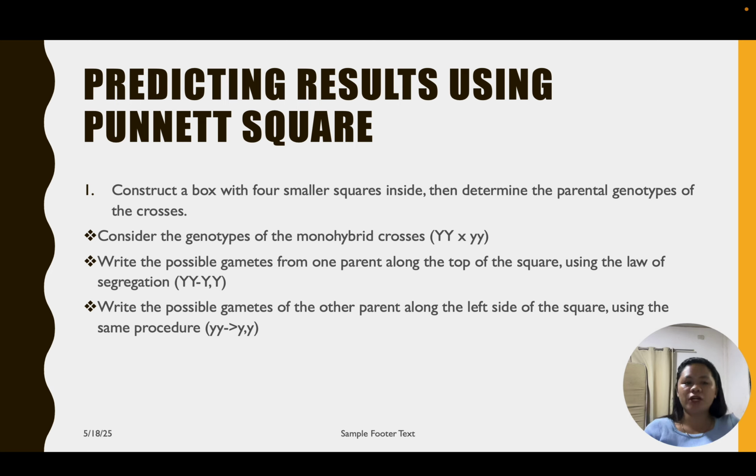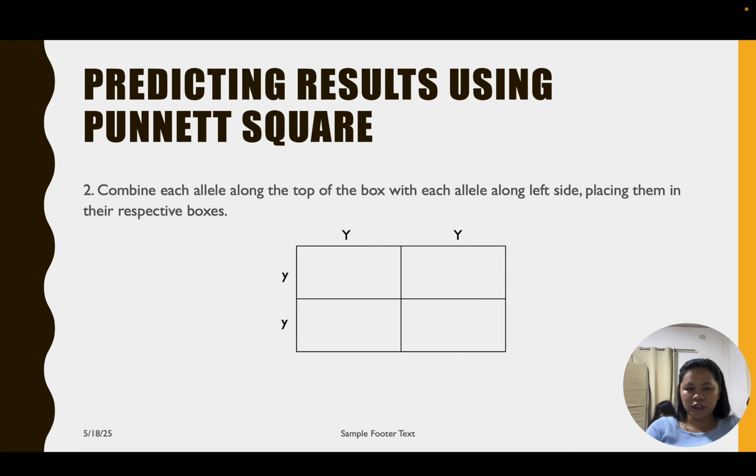Then determine the parental genotypes of the crosses. So consider the genotypes of a monohybrid cross. We have a homozygous dominant, for example, yellow, and homozygous recessive na green. Write the possible gametes from one parent along the top of the square using the law of segregation. Segregate natin yan sa box na gagawin. Write the possible gametes of the other parent along the side of the square using the same procedure. So yan, yun yung segregation na nangyayari.